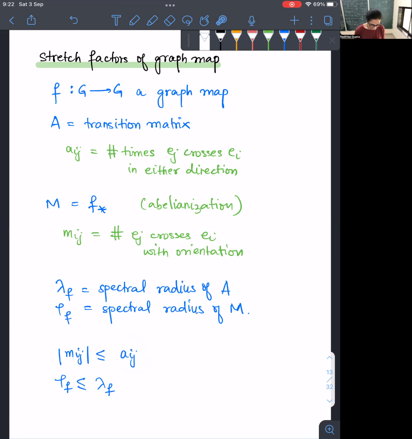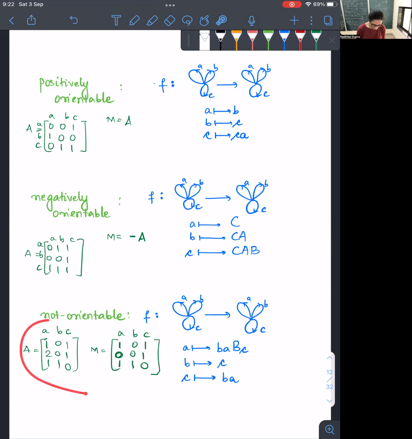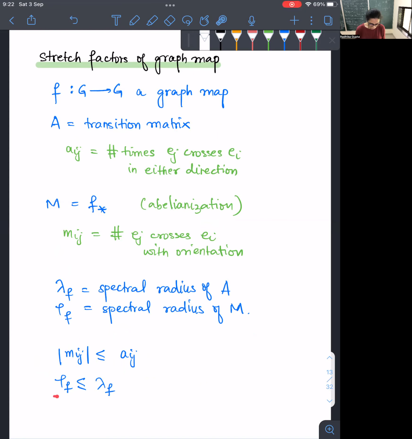And then I define the geometric stretch factor to be the spectral radius of A and the homological stretch factor to be the spectral radius of M. And it's clear from this last example, or I guess in all three examples, that the homological stretch factor is less than or equal to the geometric stretch factor. Because when you quote unquote abelianize things, you lose out some information. So before asking about stretch factor symmetry for free group automorphisms, let's just ask the question, if I give you a graph map, when are the two stretch factors equal?